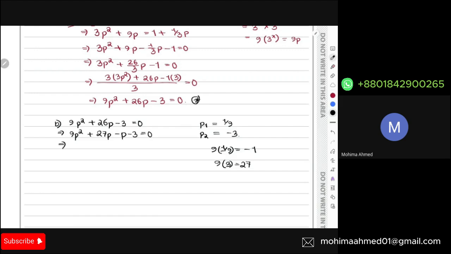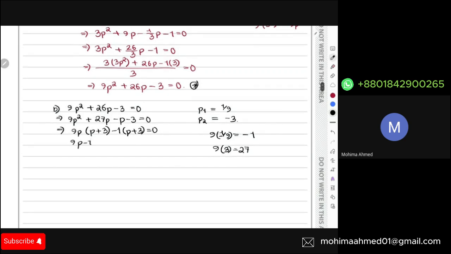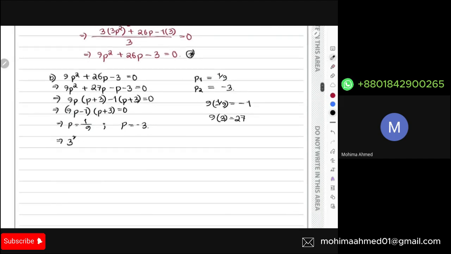So from there, I can take 9p as a common factor. So we get p plus 3 minus 1 as a common factor, p plus 3 is 0. And eventually I can write 9p minus 1 and p plus 3. From there, I get p equals the values that you got from your calculator. But now originally in the equation, they didn't have p, right? They had x. So I have to now replace the p with 3 power x. 1 by 9 is actually 1 by 3 square. And in one line, if I write, it will be minus 3. And this time we have 3 power x equals 3 power minus 2, and 3 power x equals minus 3.